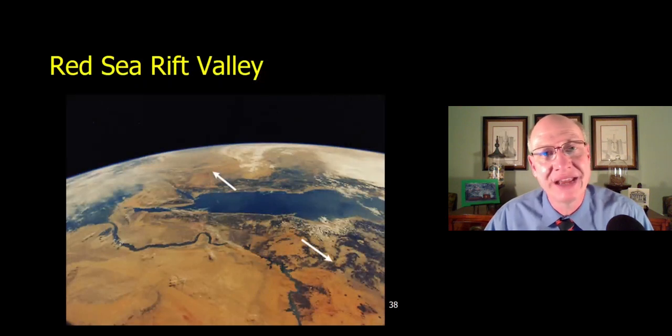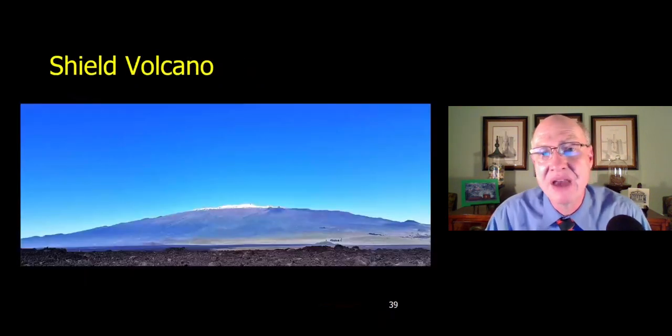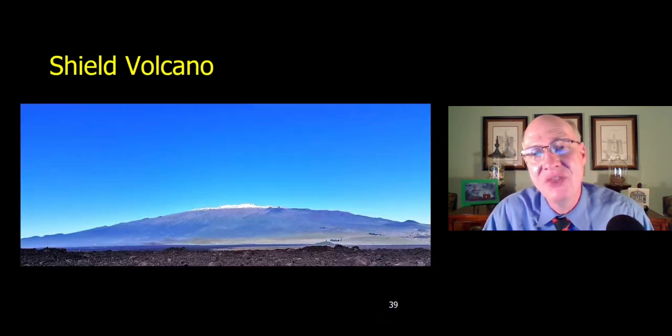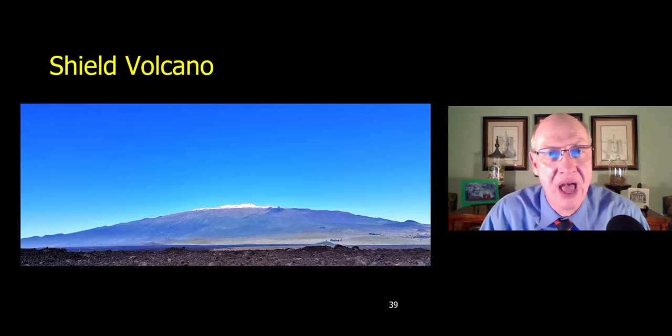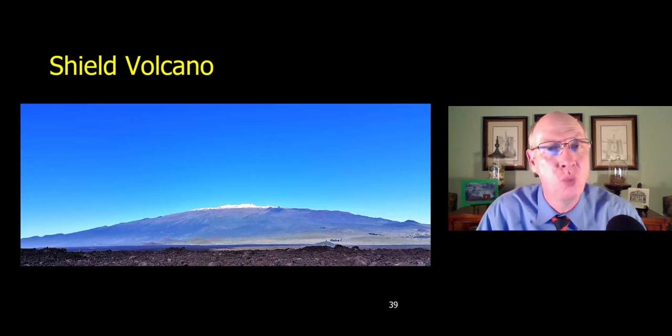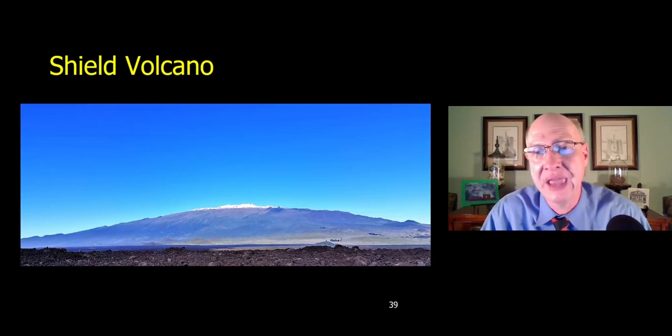So plate tectonics are one of the things that modify the surface of the Earth. Another thing that modifies the surface of the Earth is volcanism, or volcanoes. And there are two types of volcanoes on Earth. And I want to mention these types of volcanoes because we will see one type of volcano elsewhere in the solar system, and that is the shield volcano.